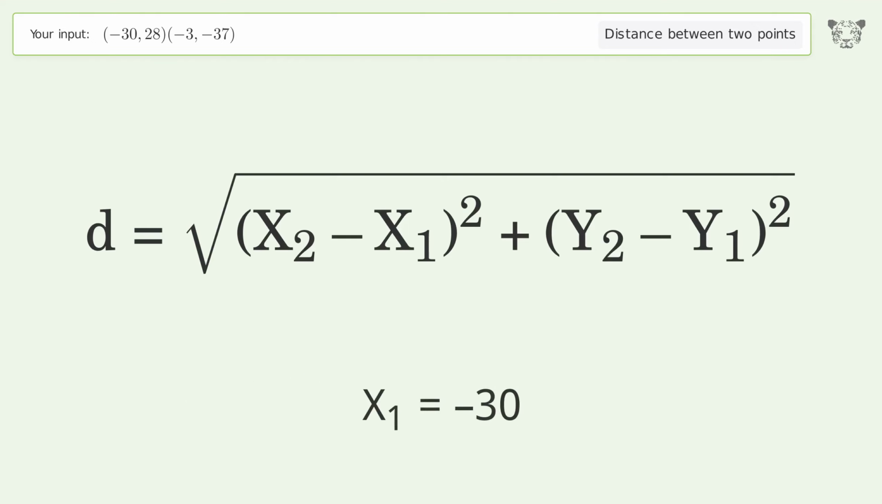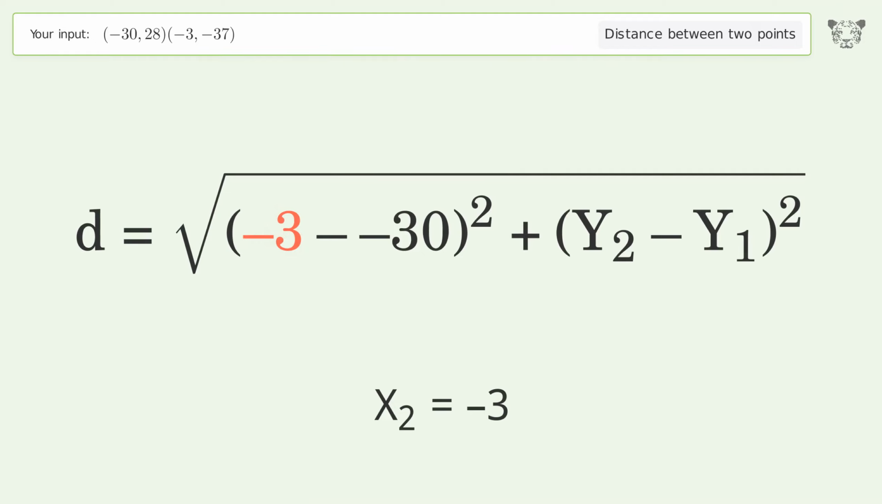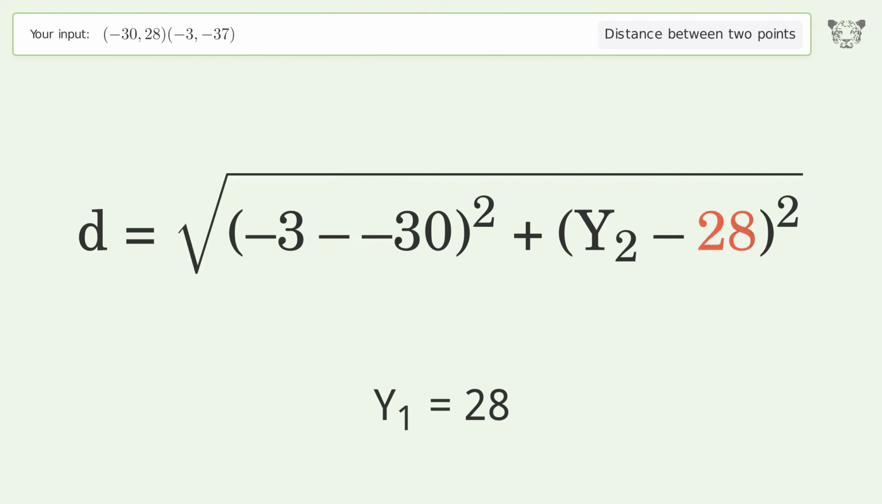x1 equals -30. x2 equals -3. y1 equals 28. y2 equals -37.